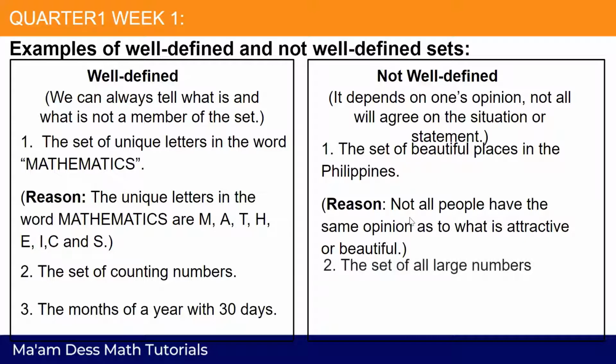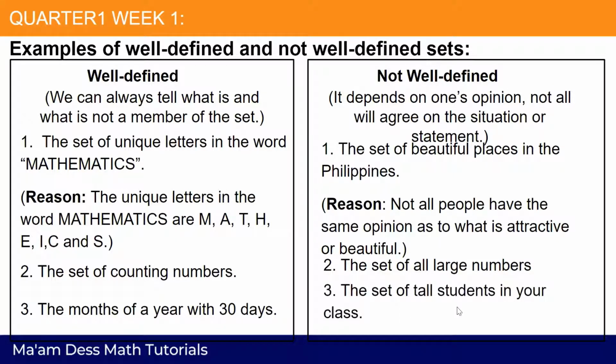Okay, next, number 2. The set of all large numbers. So large numbers. For some, for example, 1,000 is a large number. Okay, but for others, it's not. So that is why it is under the not well-defined.